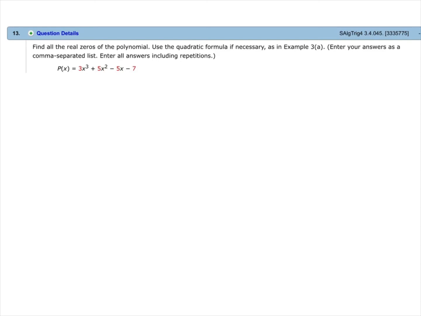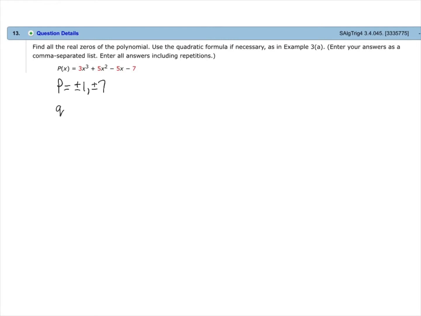Find all the real zeros of the polynomial. Use the quadratic formula if necessary. We will begin by finding all of the factors of the constant term, minus 7. Those factors would be plus or minus 1 and plus or minus 7.